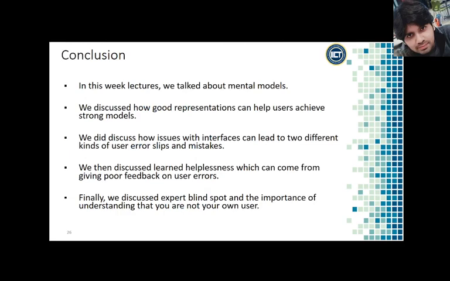So let's conclude this week's video lecture by summarizing it. In this week's lectures, we talked about mental models. We discussed how good representations can help users achieve strong models. We discussed how issues with interfaces can lead to two different kinds of user error: slips and mistakes. We also discussed what mental models are and how the user uses them to make sense of a system. We then discussed learned helplessness, which can come from giving poor feedback on user errors. Finally, we discussed expert blind spot and the importance of understanding that you are not your own user.